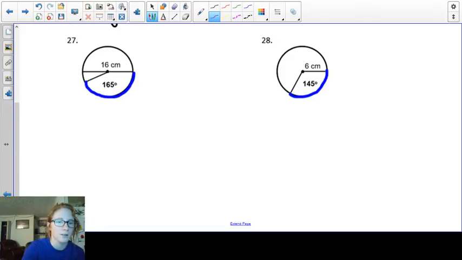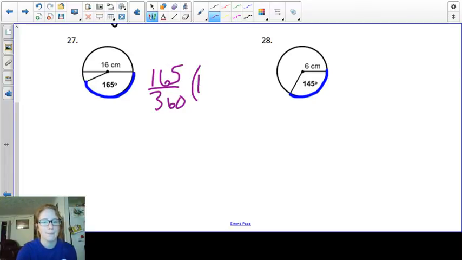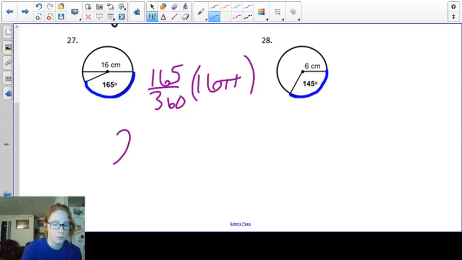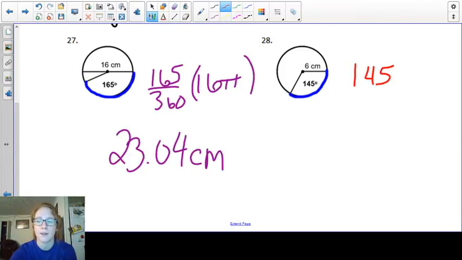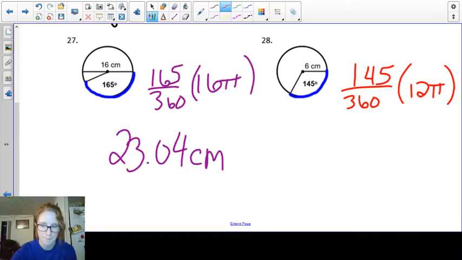27, we are dealing with 165 out of 360 times 16 pi, which is 23.04 centimeters. And 28, I have 145 out of 360 times 12 pi. This gives me 15.18 centimeters.